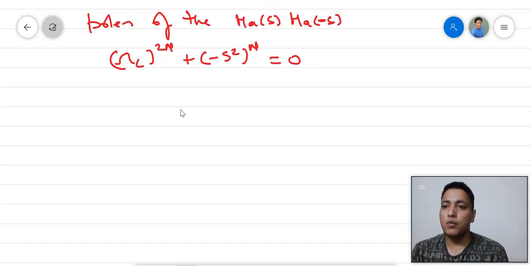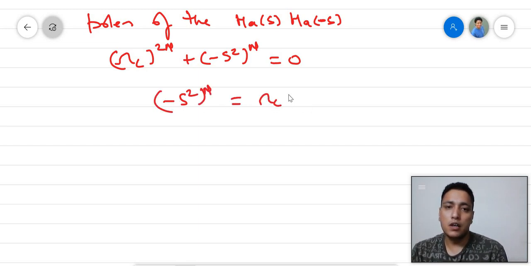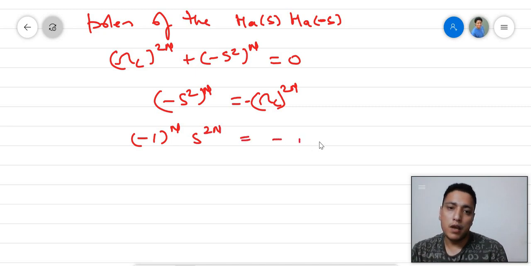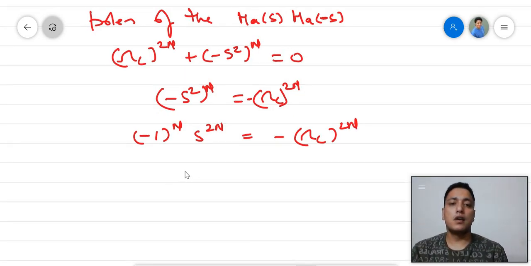Now we want to find out the poles. So it will be minus S square to the power n will be equal to omega c to the power 2n with a negative sign. So it will be minus 1 to the power n S 2n equals to minus omega c to the power 2n. Now after this, we can modify this equation slightly by using Euler's identity.